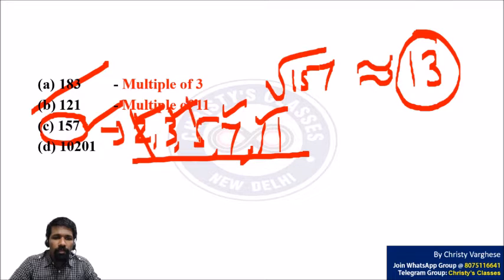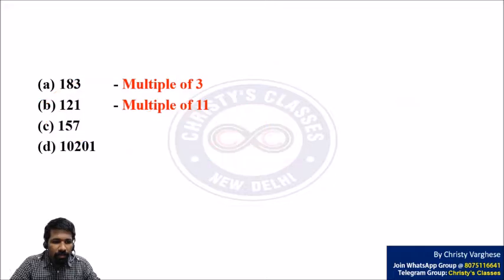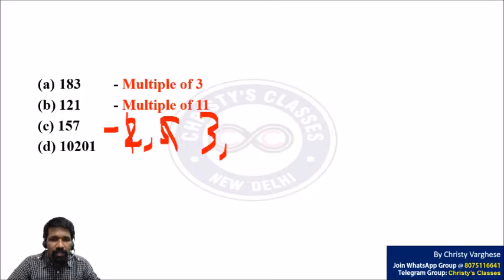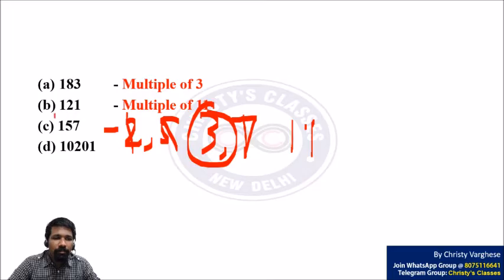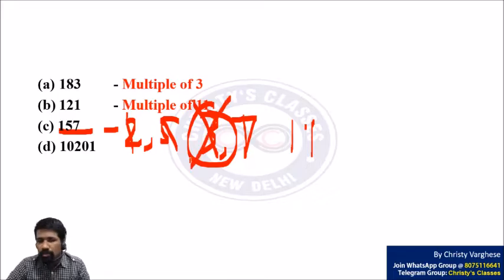2 not possible, 5 not possible, because for multiples of 2 and 5, the last digit should be even, or the last digit should be 0 or 5. Both are not happening. That is why we can say for 157, 2 is not a factor, 5 is not a factor. Now the remaining 3, 7, 11. 3 you can clearly check by checking the sum of digits. 1 plus 5 plus 7, 6 plus 7, 13, not a multiple of 3. So 157 is also not a multiple of 3.